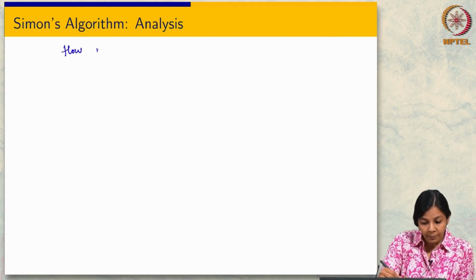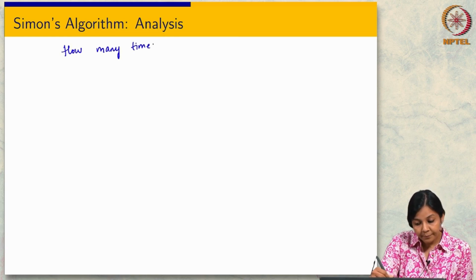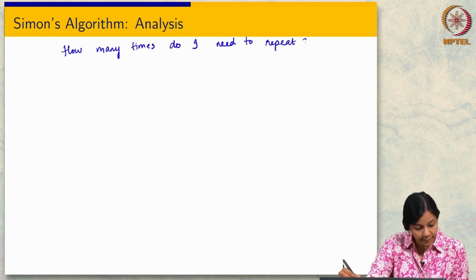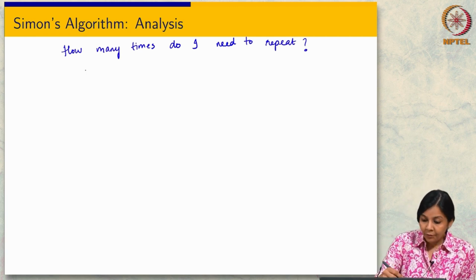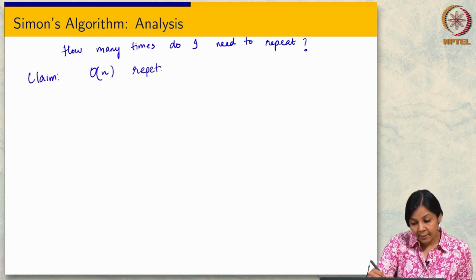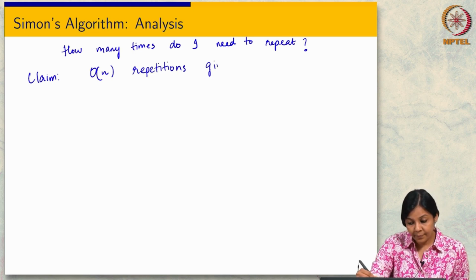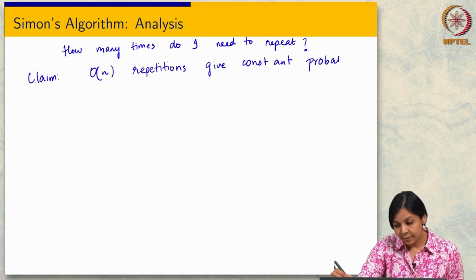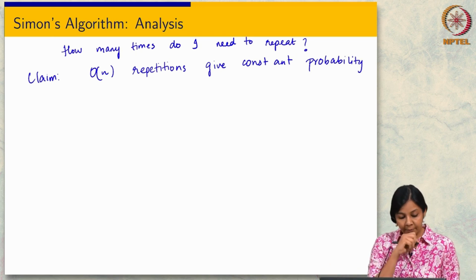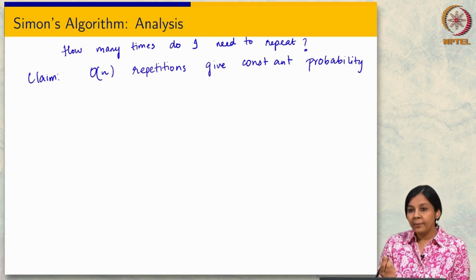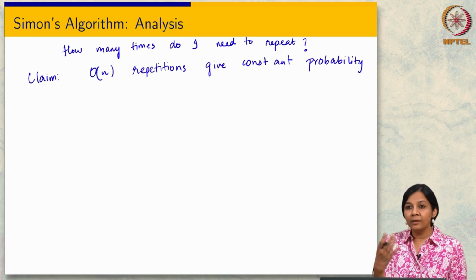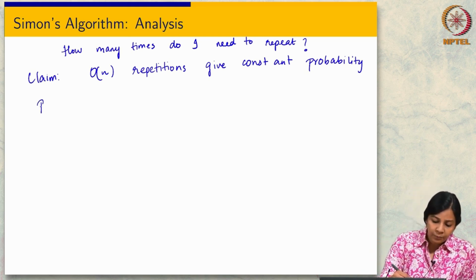So how many times do I need to repeat this? Order n, my claim is that order n repetitions give a constant probability of success. Essentially what I am interested in is analyzing that at a given iteration, what is the probability that I get a useful vector, right? It turns out to be not very hard to analyze.